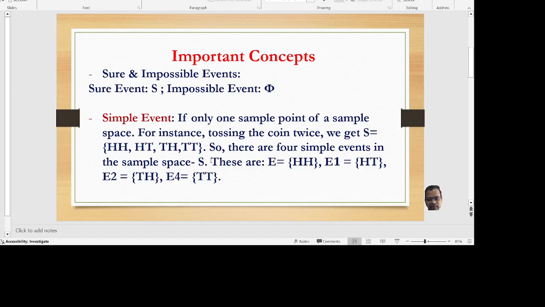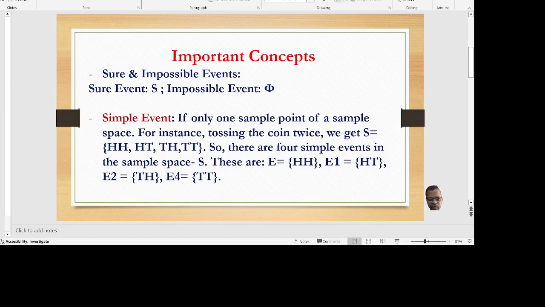What are these 4 simple events? Events mean the outcomes. So these are E1 which we can denote as HH, E2 as HT, E3 as TH, and E4 as TT. So these are 4 simple events within the sample space. This is called a simple event.